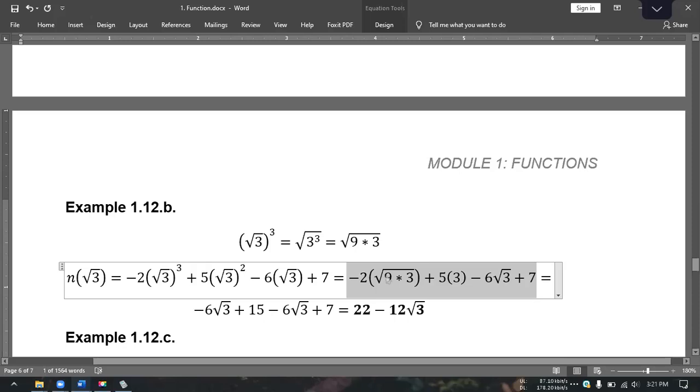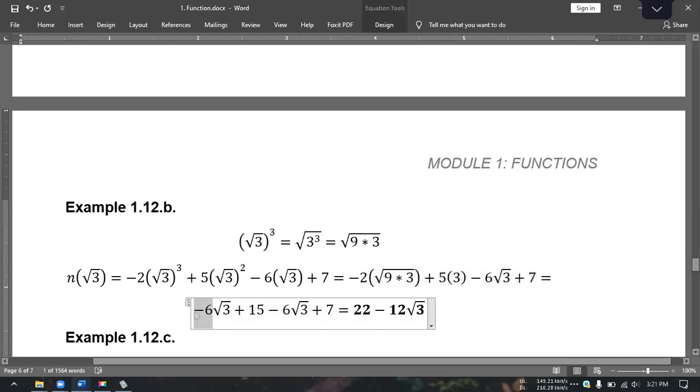3. And the result must be multiplied to negative 2. So 3 times 2 is negative 6. And since 3 here is not a perfect square, it remains inside. So we have square root of 3 here. And then 5 times 3 is 15, minus 6 square root of 3 plus 7.